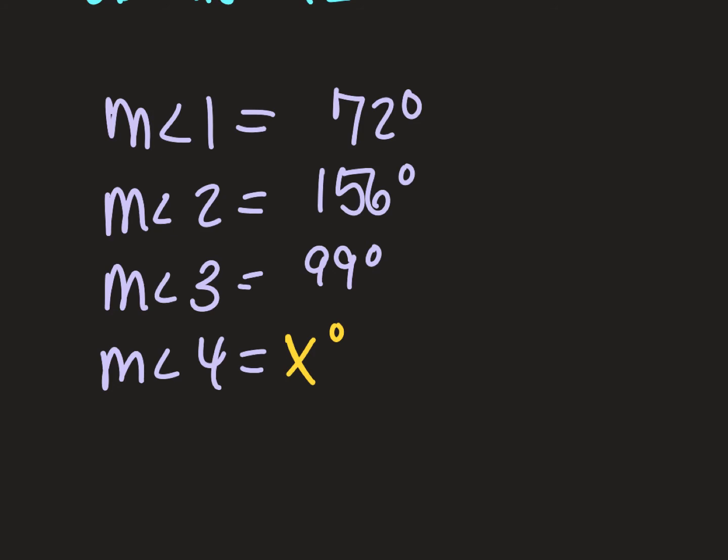When you add up the 3, they end up at 327. Subtract that from 360. Final answer, x is 33 degrees.